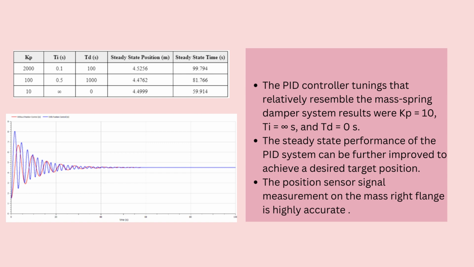Based on the preliminary comparison between the two systems, the mass position response can be further improved to reach steady state at a faster rate by further tuning of the PID controller. We also observed that the position sensor reading achieves high accuracy, based on the comparison between the reading signal and the actual position of the mass right flange.